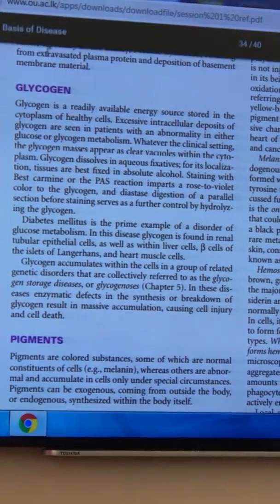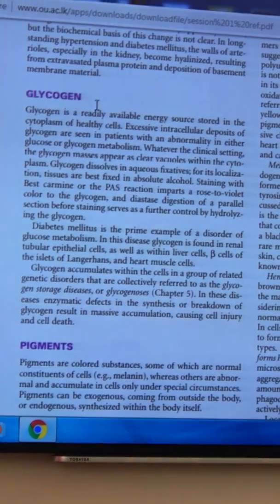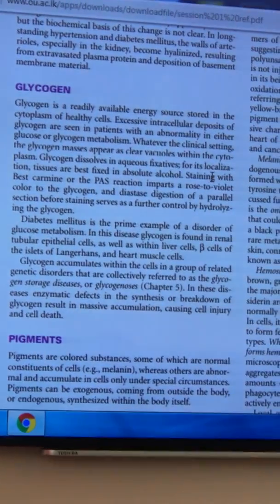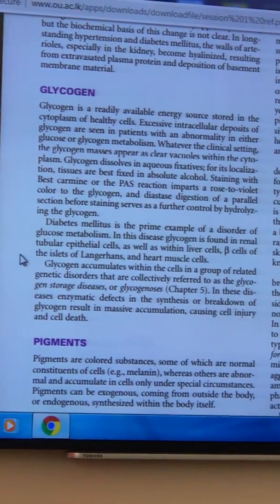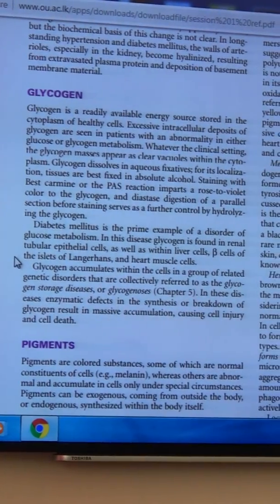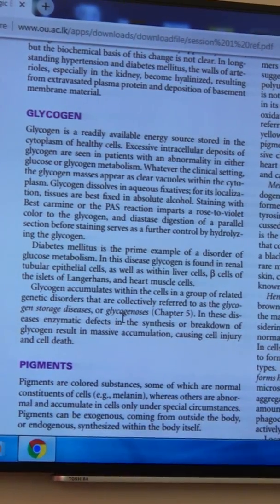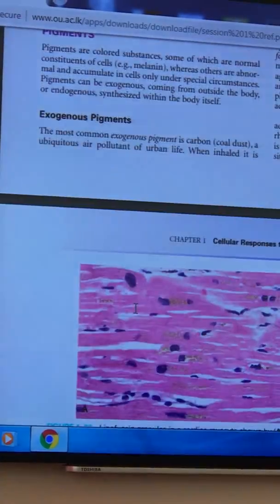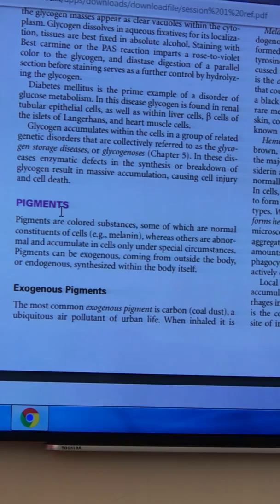Glycogen can also be accumulated inside cells in glycogen storage diseases, and also in diabetes mellitus it can be accumulated in different types of cells. So storage diseases include lysosomal storage diseases and glycogen storage diseases, or glycogenosis. And the pigments. The last part in intracellular accumulation is the pigments. Pigments can be exogenous or endogenous.